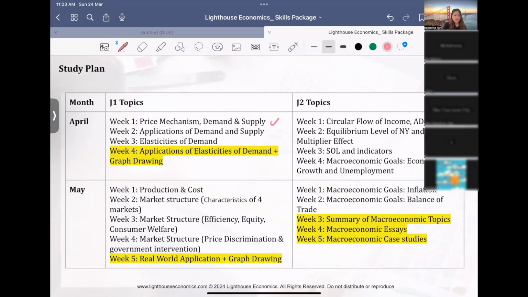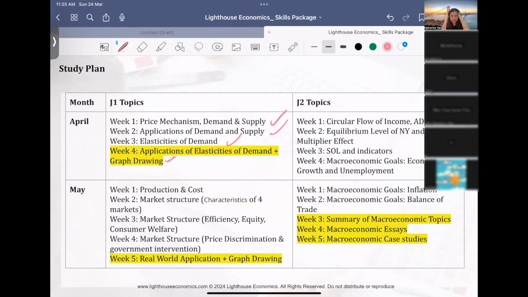So you see, week 1, I study price mechanism, demand and supply. And of course, I must look for some essays relating to that. Week 2, I study applications of demand and supply. Week 3, I study elasticities of demand, and I look at all the essays relating to it. So you must go and organize and prepare your own essays. Then you look at application and you organize a mini graph drawing session.